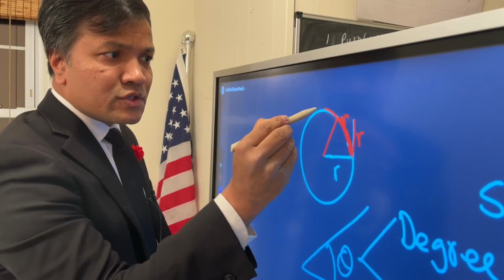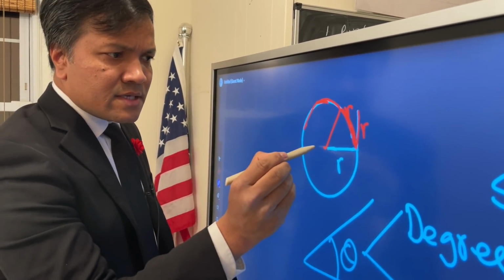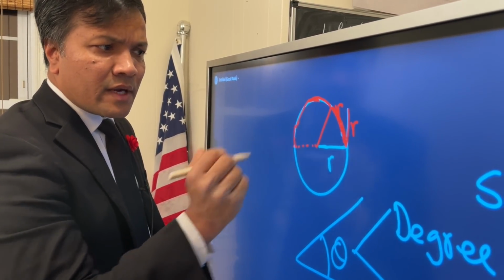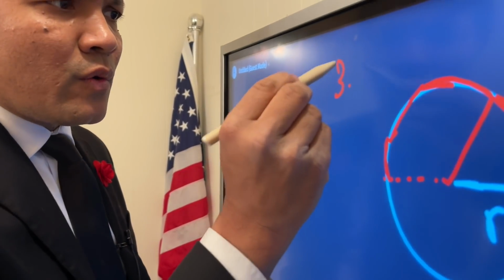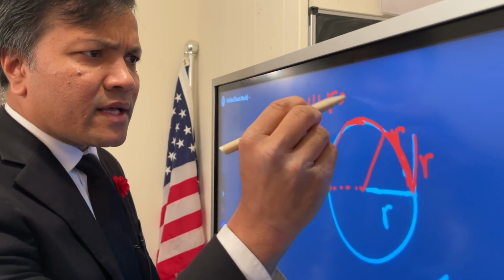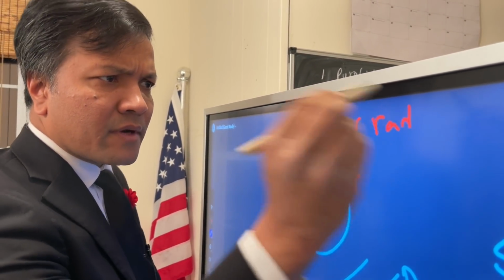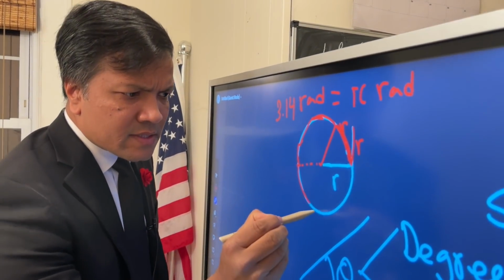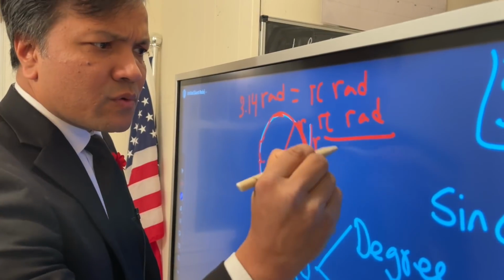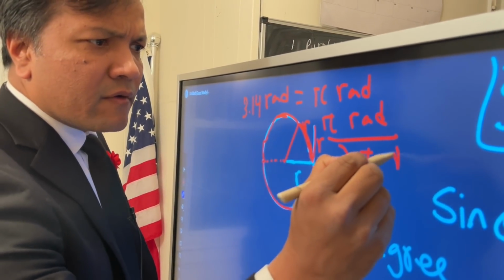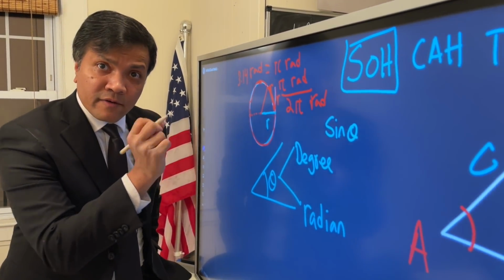And this is 2 radians, and this is 3 radians, and this is 3.14 radians, and 3.14 radians has a name, pi radians. And this one is another pi radians, so then we call it 2 pi radians.